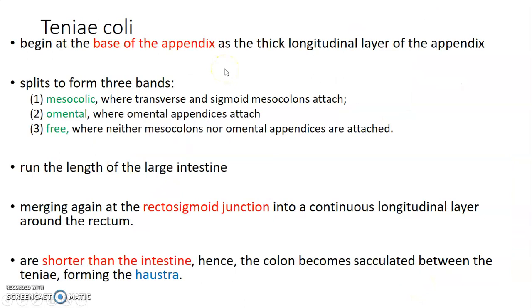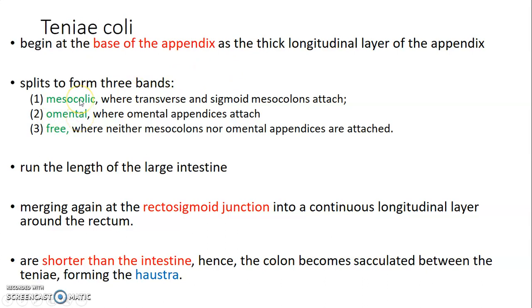So tinea coli, the longitudinal smooth muscles, they begin at the base of the appendix as a thick longitudinal layer of the appendix. They begin from the base of the appendix, and usually they split to form 3 bands. Remember, the appendix is very narrow. So they begin from the base of the appendix, but later on they will split into 3 bands. And these 3 bands include mesocolic band, omental band, and a free band.